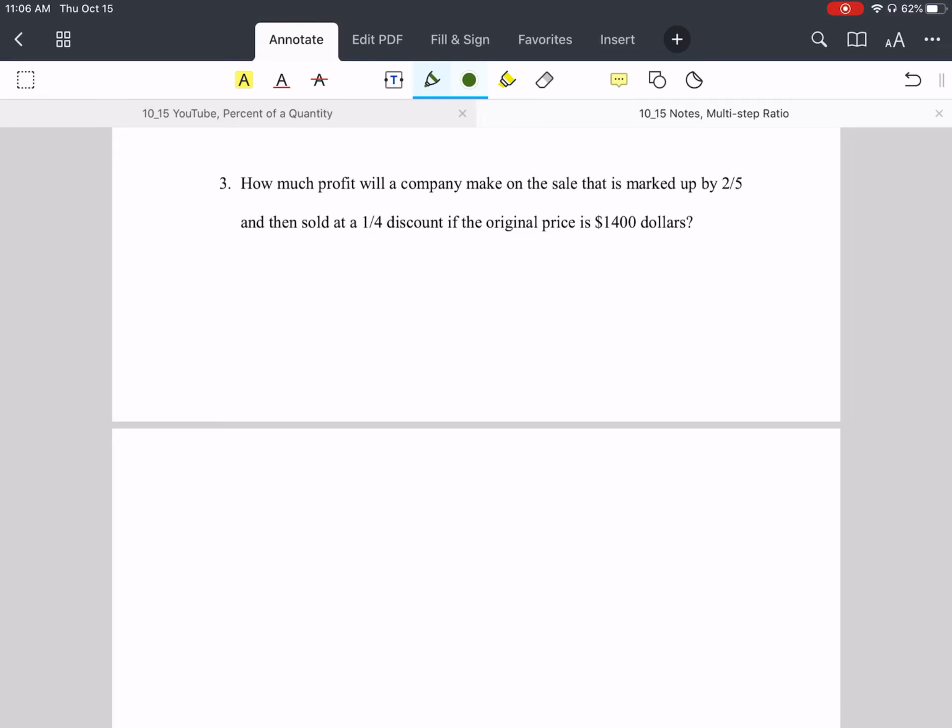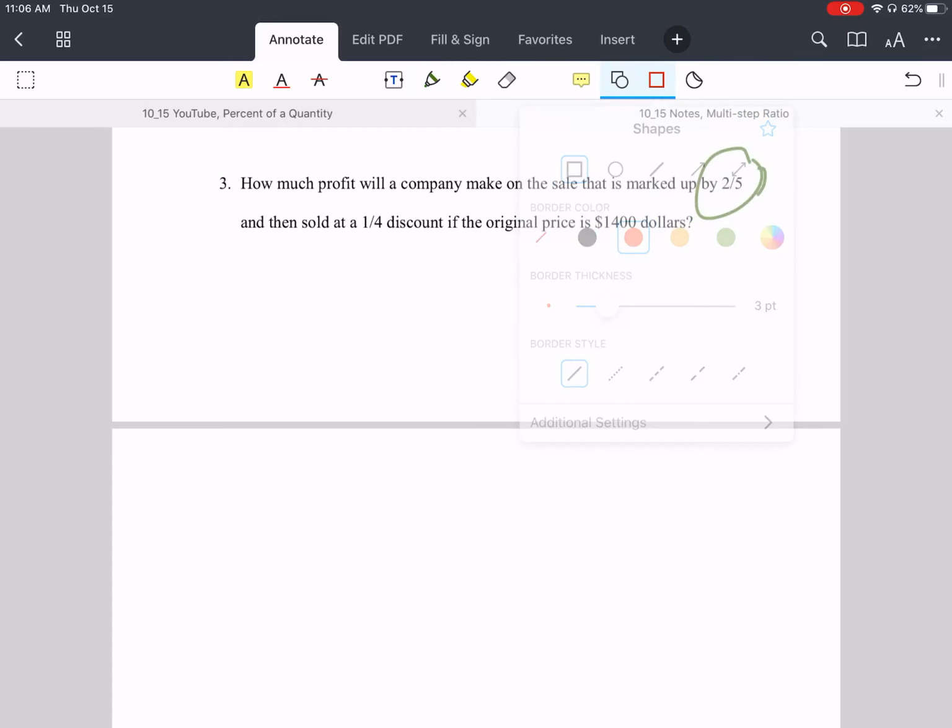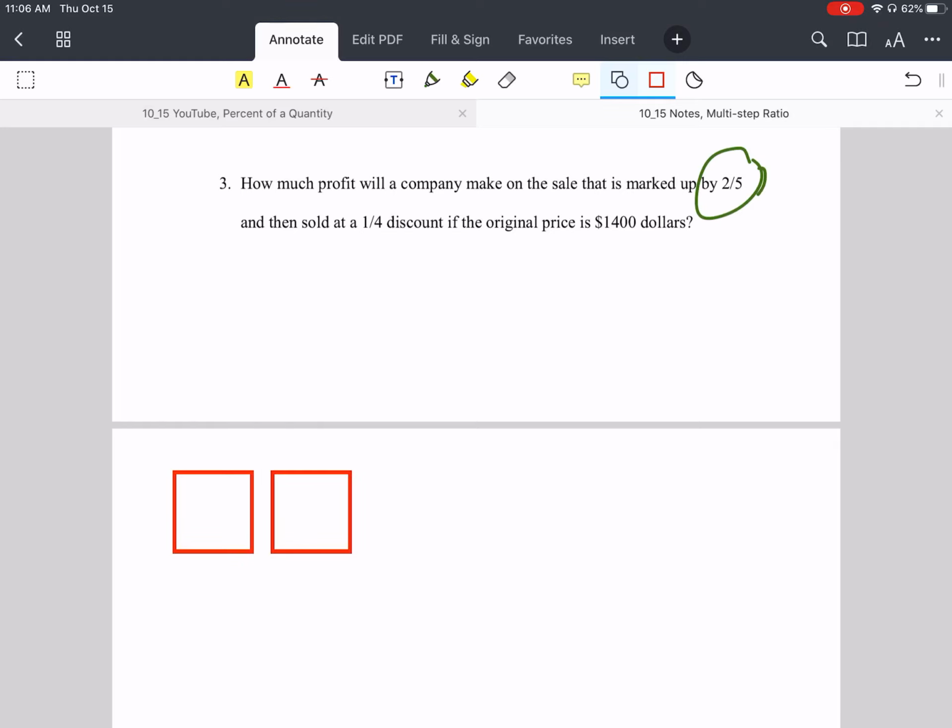So we're first going to start with our 2/5. So we're going to start with 5 boxes. We'll go back to red. Okay, 5 boxes, and the original price is $1,400. So each of these boxes represents 1/5.